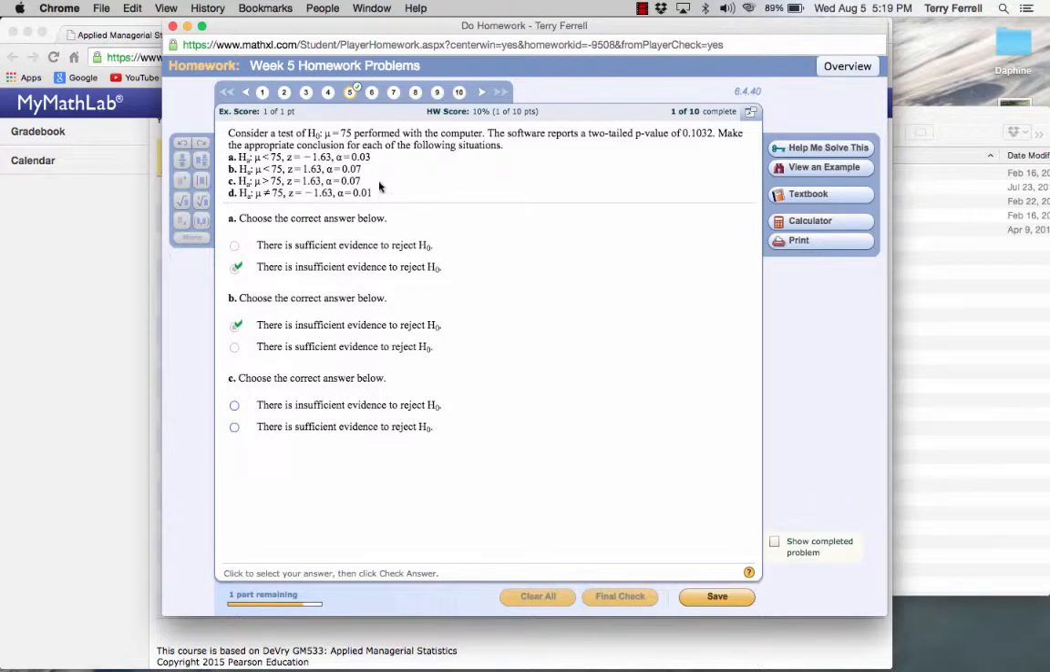Here, same deal, greater than, positive, so that's appropriate. So here, alpha of 0.07, let's see, 0.1032 divided by 2 is 0.05. Is 0.05 less than that alpha? Yes. So now we finally have one that's sufficient.